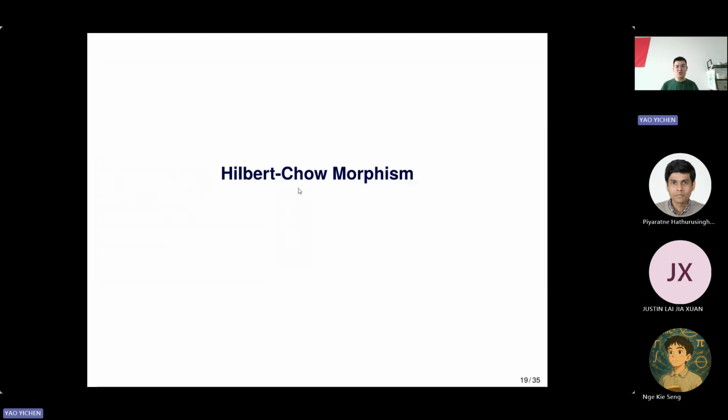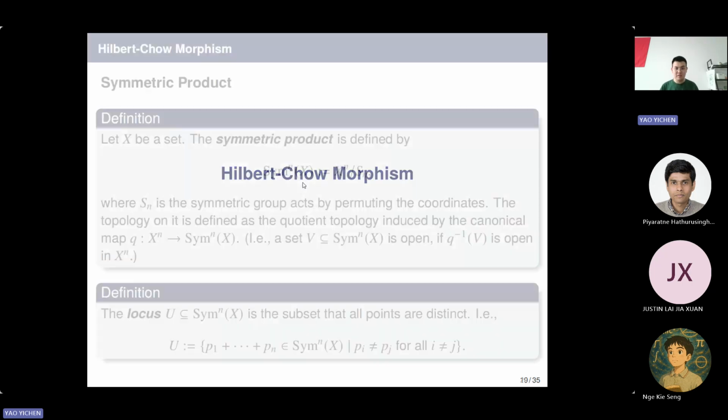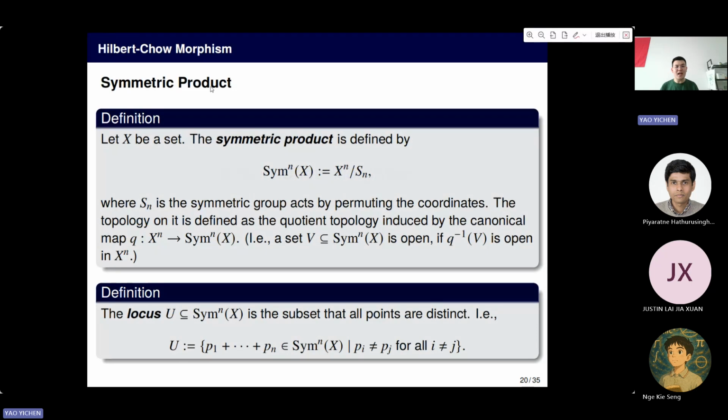And then let's introduce what is a Hilbert-Chow morphism. Actually, this is a morphism that we use to study the Hilbert scheme, and we finally see that the Hilbert scheme is a resolution of singularities of the symmetric product. First, let's define what is a symmetric product.